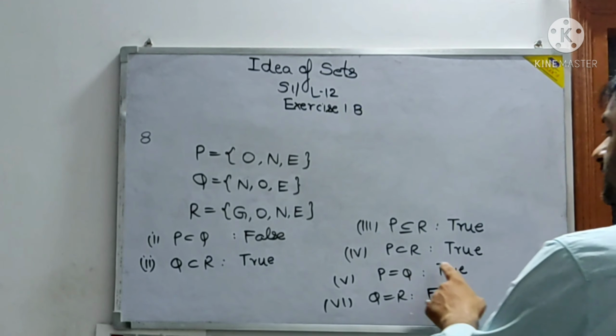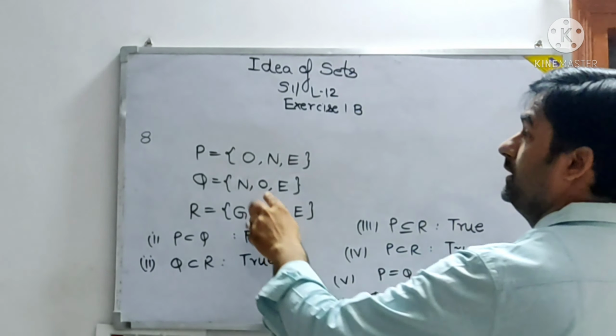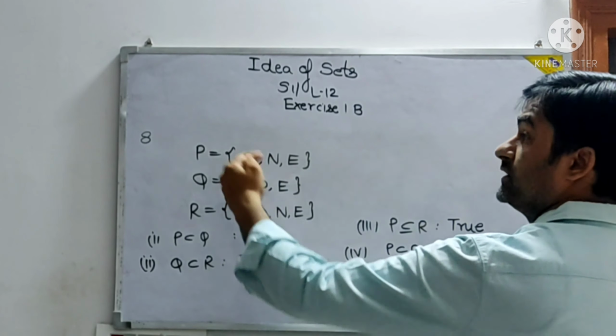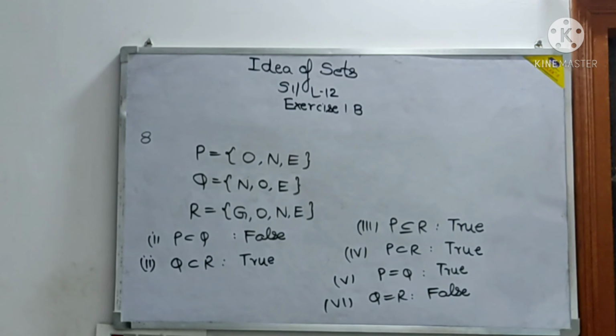And see here, for this case, P and R: O and E are here, but R is having at least one element which is not there in P. That's why this also is true. So whatever definitions are told, you must remember. This completes this chapter. I hope you will copy down all the questions in your class copy and maintain it properly. In the next class, we'll start another new chapter.